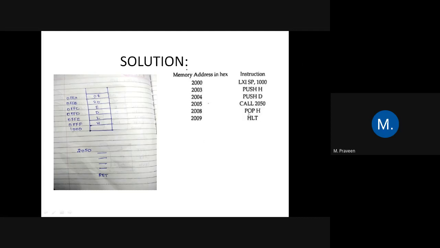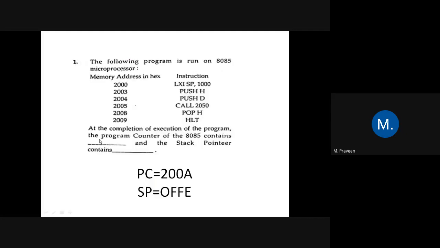So here HLT is a 1-byte instruction. That 1-byte instruction is stored in 2009. So after 2009, the next instruction would be from 200A. So that 200A is going to be the program counter address, and the stack pointer address is currently 0FFE. Therefore the answer for question 1 is program counter equal to 200A, and stack pointer value is 0FFE. Okay.